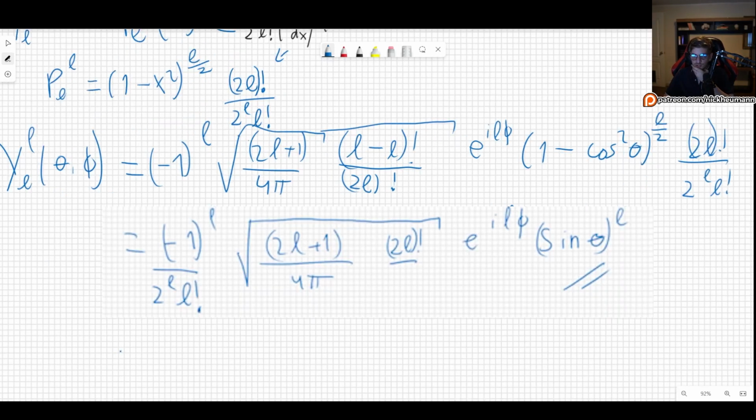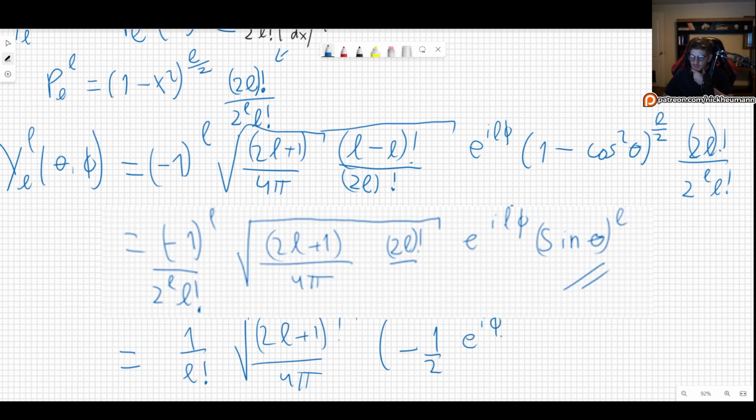And we can also actually just factor a few things. So we have 1 over L factorial in front, then we have this square root. So just to write it a bit more compactly, and then we have minus 1/2 e to the iφ sine theta to the L. So that's just a bit more compactly written down, which I think is always nice.